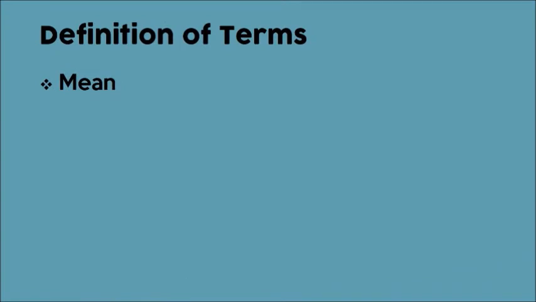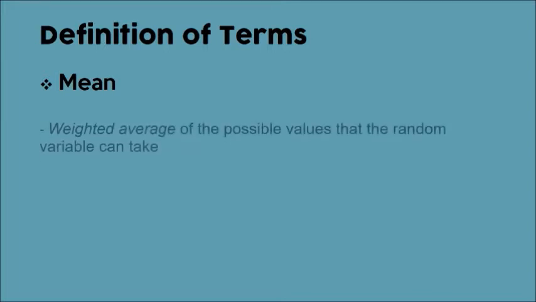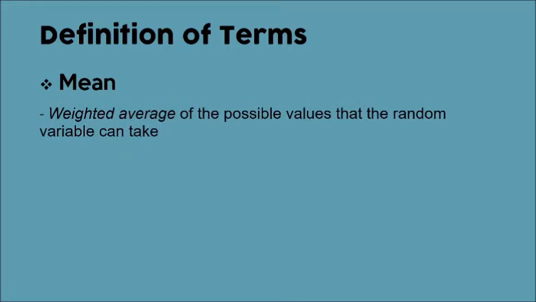Now let's talk about the mean. A lot of you may be familiar with the word mean or average, and it is quite similar to what we are going to talk about today. So a mean, in probability, is a weighted average of the possible values that the random variable can take. It is also called the expected value. In probability, this is the symbol for mean and can be read as mu.